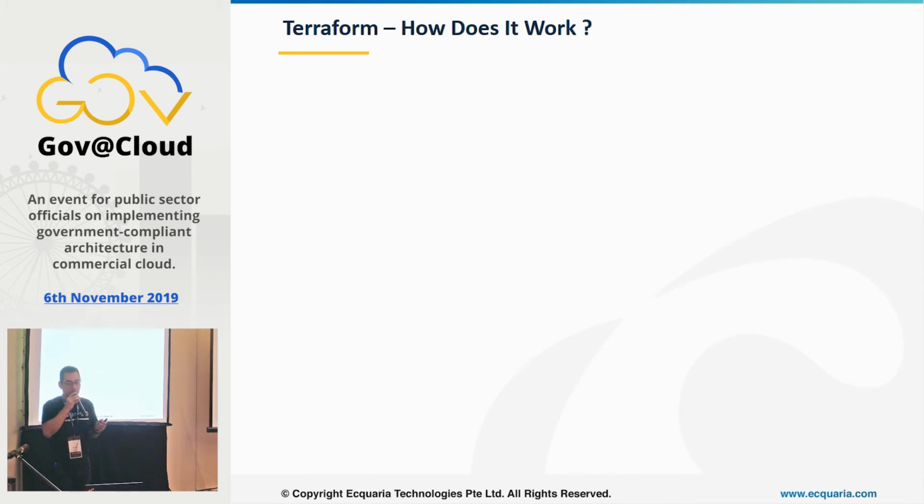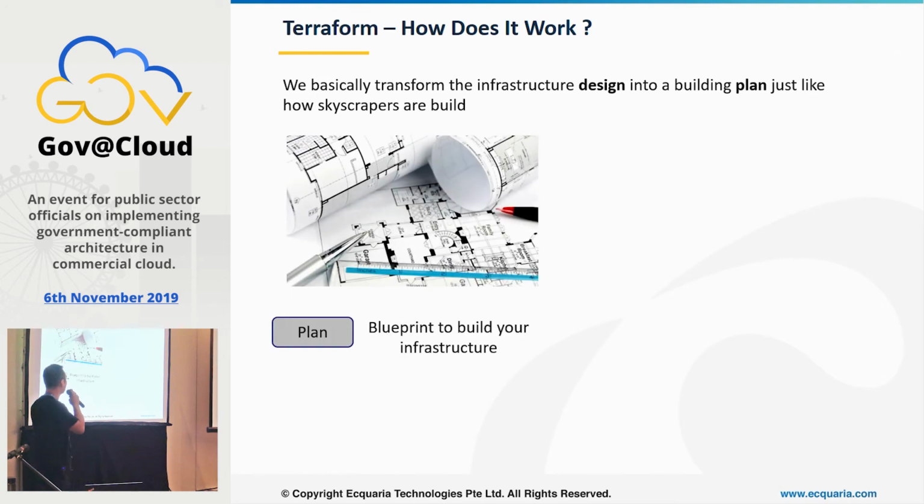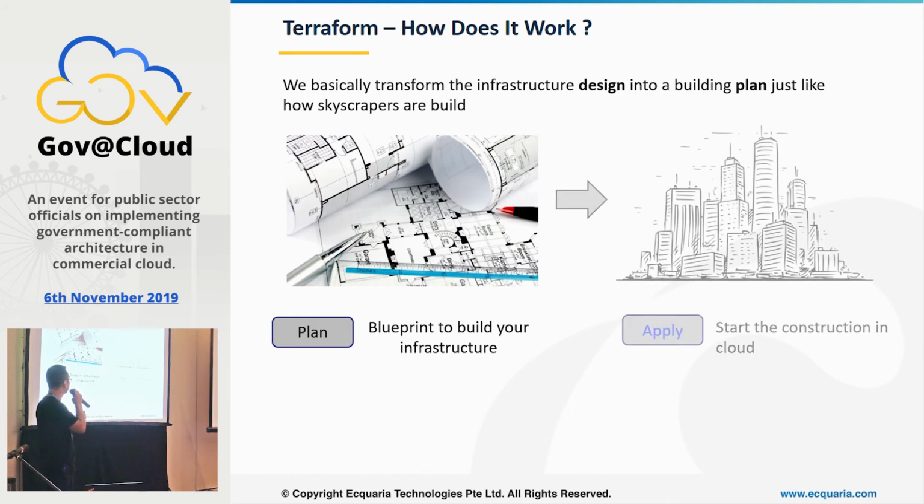So how does it work? We treat our infrastructure as a plan, like building a skyscraper. You remember the plan that we talked about earlier on. In the plan, you have a structural engineer doing the work, you have an electrical engineer doing the work. Likewise, you have the system engineer and the power engineer giving the input, and the cloud engineer constructing this plan. And you apply this plan to start the construction in the cloud. So this is how infrastructure as code works in the cloud.